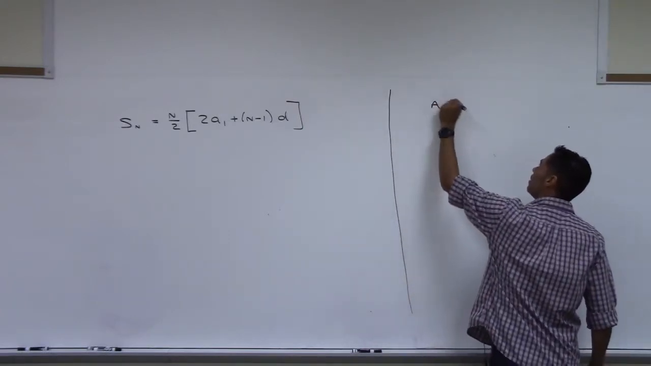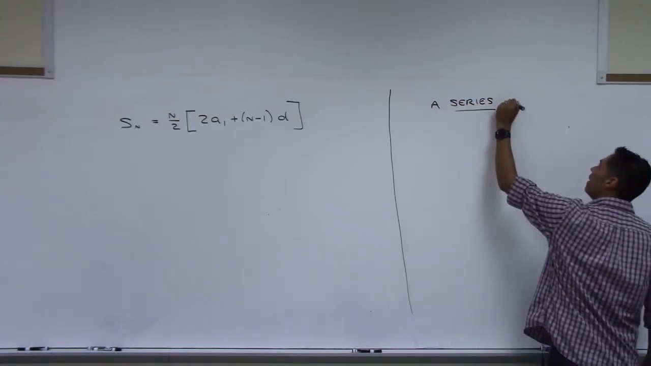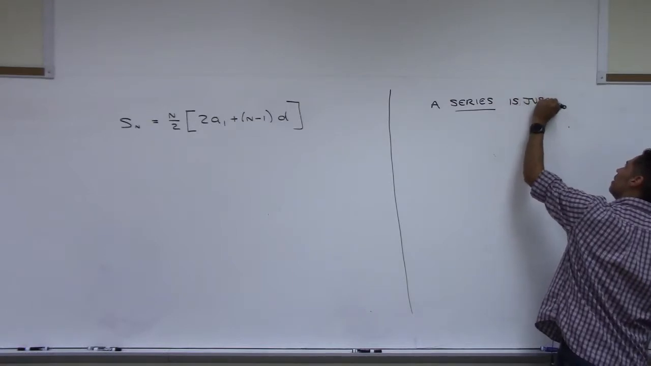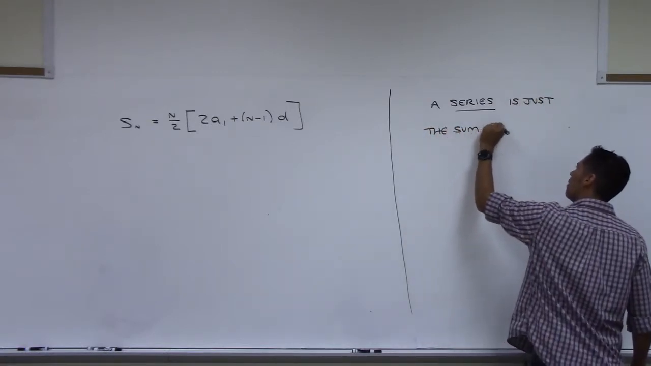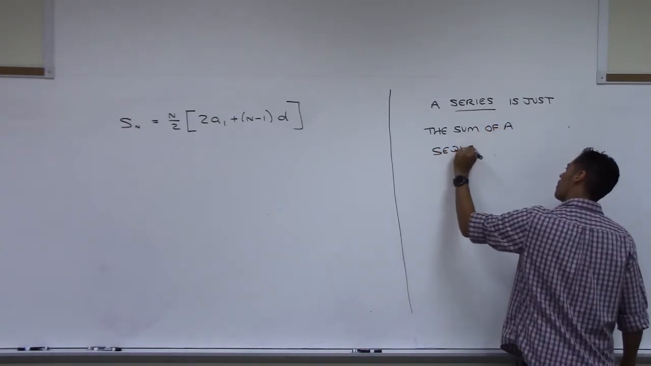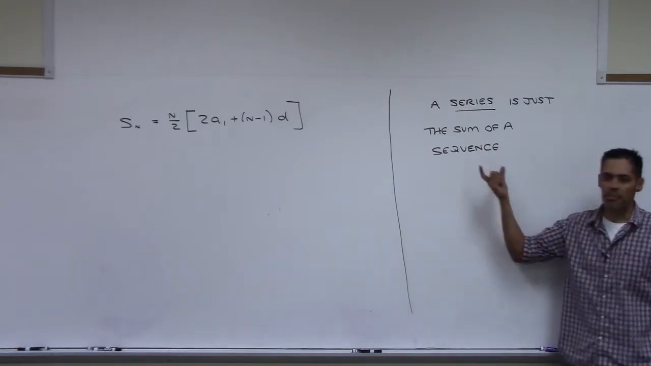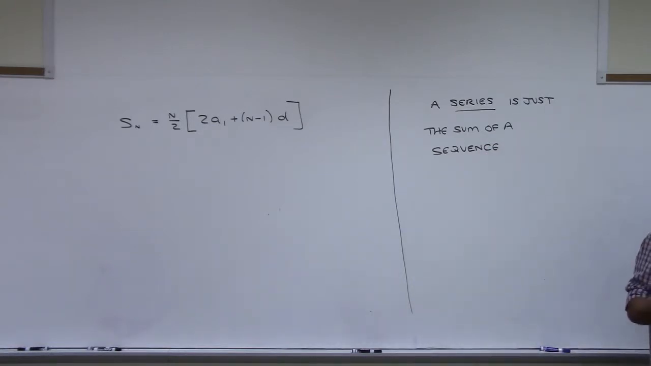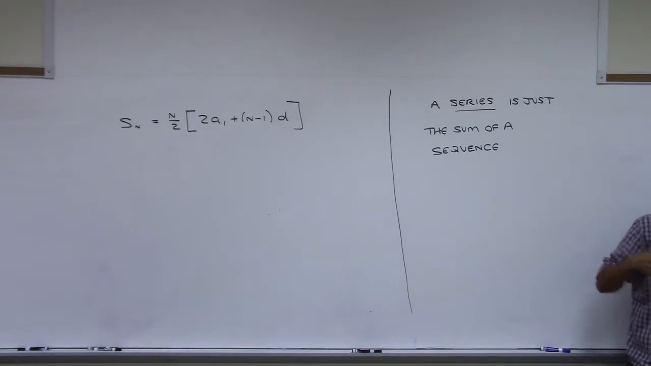A series is just the sum of a sequence. See, a sequence was a list of numbers, right? A sequence was a list of numbers. The series is the sum of those numbers in the list. You add them up.